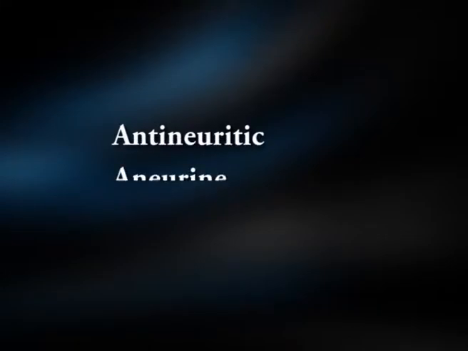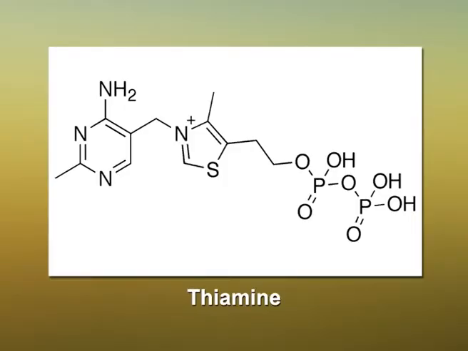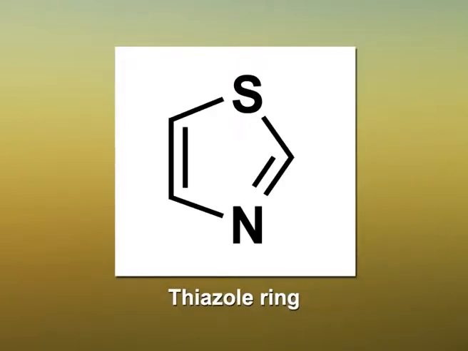Number 1, thiamine or vitamin B1, also known as antidiuretic, antineuritic or heat labile factor. Thiamine contains a pyrimidine ring and a thiazole ring held by a methylene bridge. Thiamine is the only natural cyclobutane pyrimidine dimer, CPD, with thiazole ring.